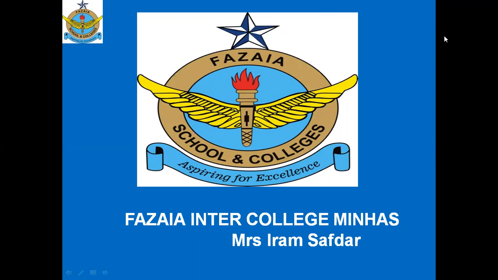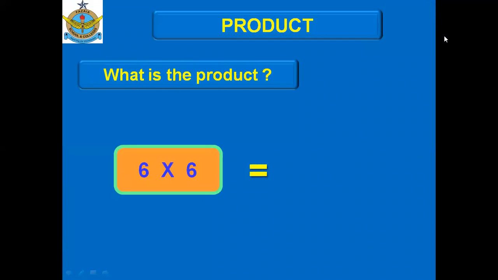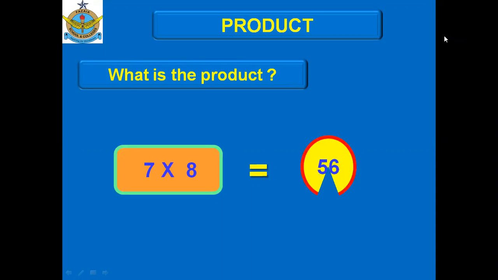Before we start our today's lesson, I just want to ask you a few questions. My first question is, what is the product of 6 multiplied by 6? Or you say 6 sixes are? Yes, 36. Next one is, what is the product of 7 multiplied by 8? Or 7 times 8 are? Yes, 56.